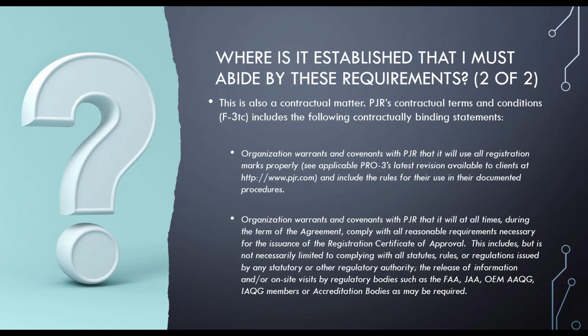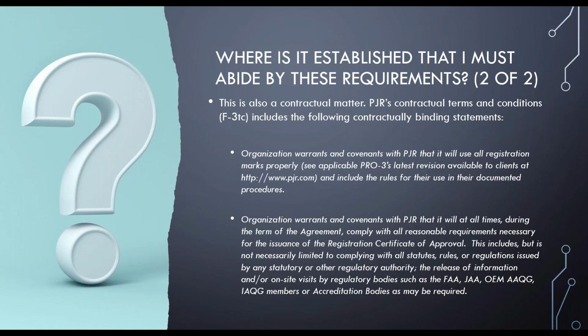Now, additionally, compliance to Pro-3 is a contractual matter. If you've ever read the contractual terms and conditions, which is PJR Form F3TC, there's a couple of contractually binding statements that relate to this. First of all, it states that the organization warrants and covenants with PJR that it will use all registration marks properly in accordance with Pro-3, and that you will include the rules for their use in your documented procedures.